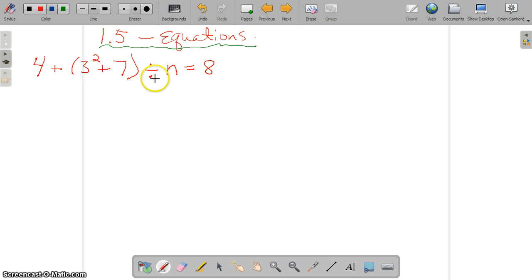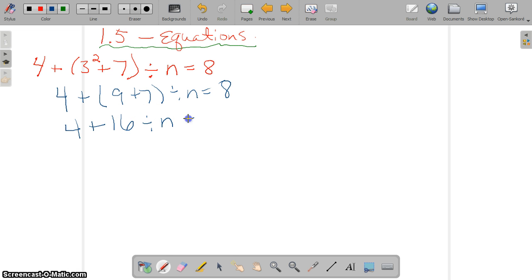First step here, we're going to solve for n. Follow the order of operations. It's really, really big in this section. We got to do the exponent first. So that is 9 plus 7 divided by n equals 8. Now we got to do parentheses. What's in parentheses, which is what I was starting to do anyway, we've got 9 plus 7 is 16 divided by n equals 8.